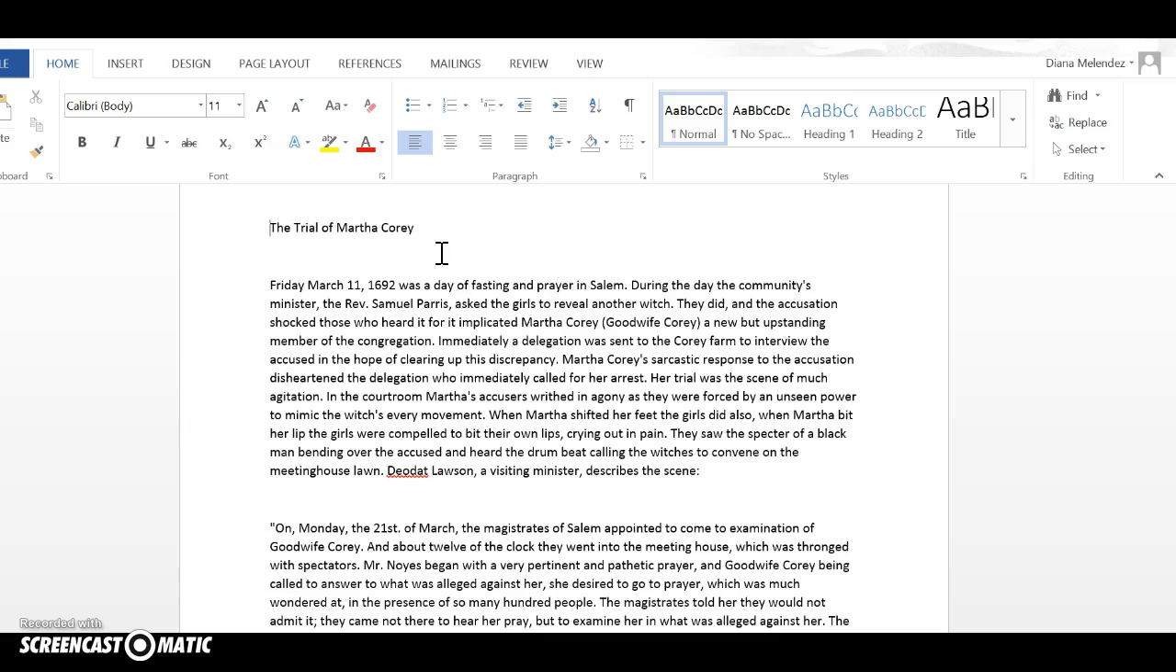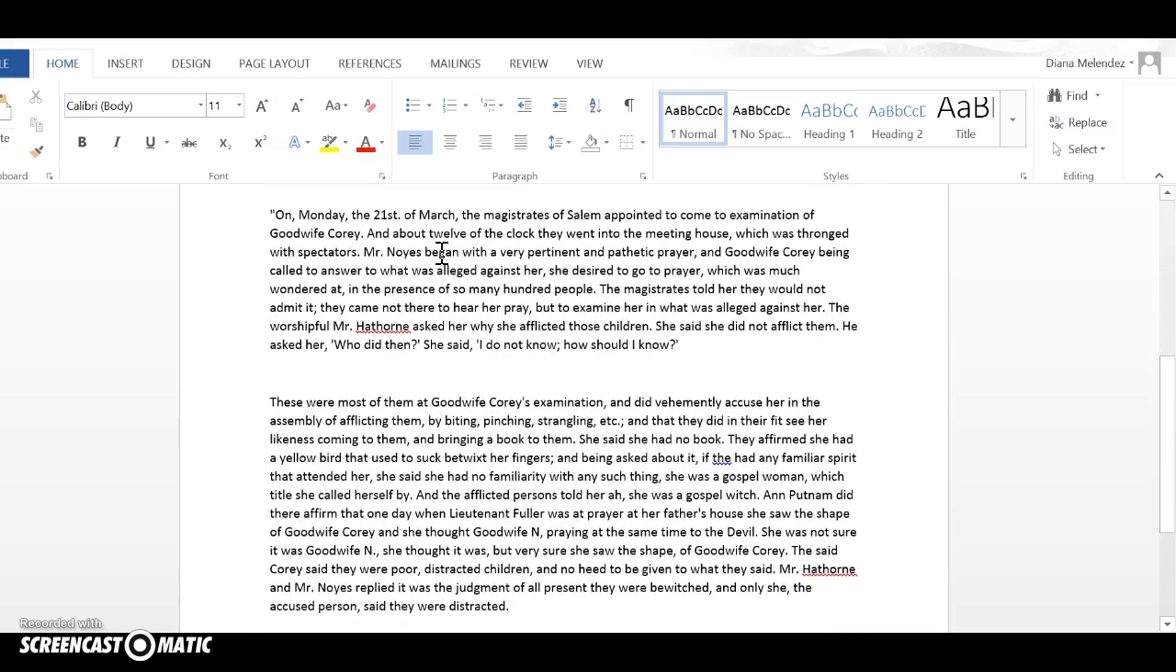Okay, so next at the very top of our plot mountain is the climax. And remember that climax is the exciting bit. It's where everything kind of comes together, and it's the exciting part of the story. And so the climax of this story is when the witness, Ann Putnam, said that she saw Martha Corey praying to the devil. Okay, so that's at the top of our plot diagram. The climax is Ann Putnam said that she saw Martha Corey praying to the devil.